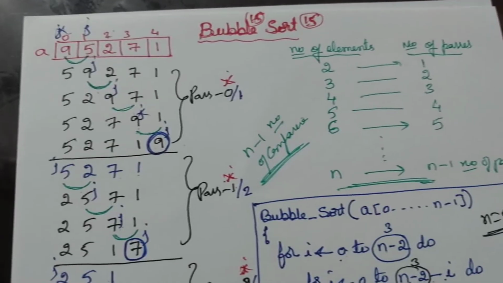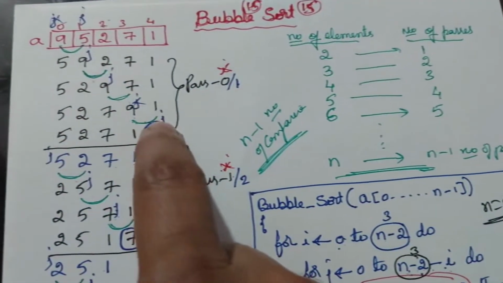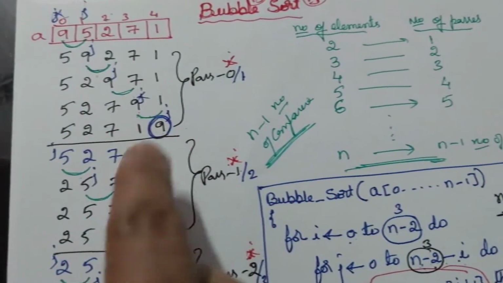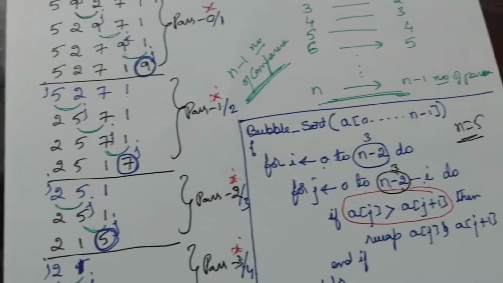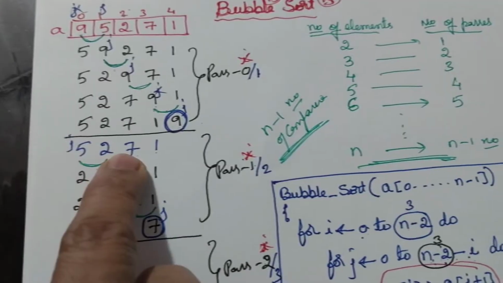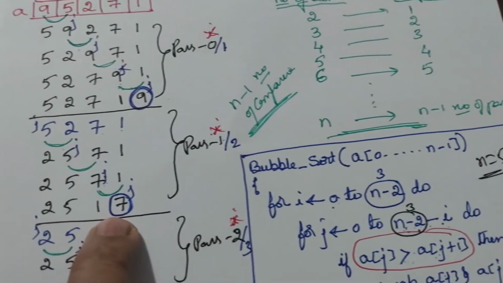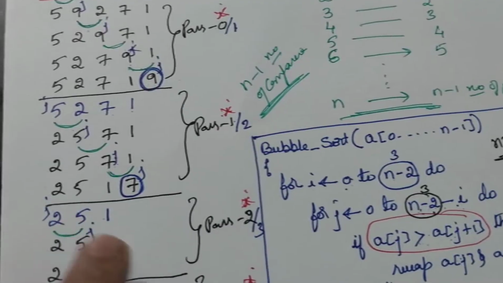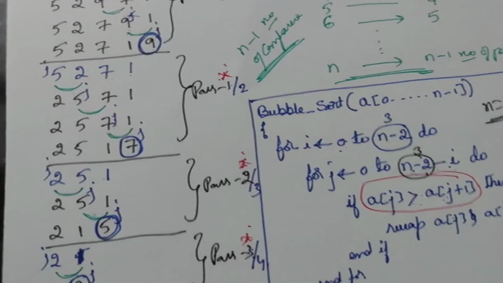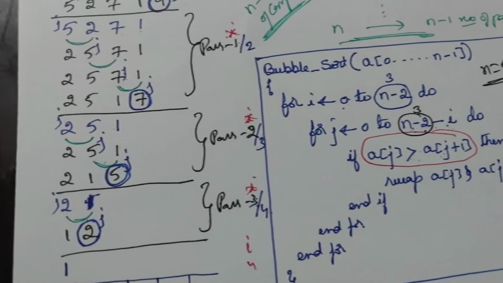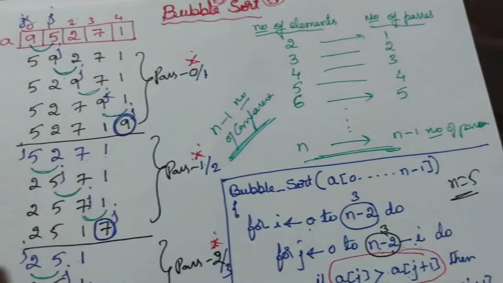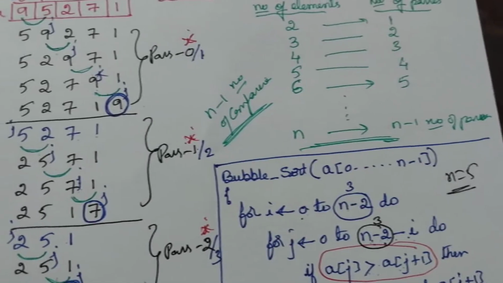In bubble sort, in each and every pass, we find the largest element and keep it at the last. So we sorted from the last. That means we find the maximum and keep it at the last. Among the remaining elements, we find the maximum element and keep it at the last. Again, among the remaining elements, we find the maximum element and keep it at the last. Like that, we sort the given set of elements by finding the maximum element and keeping it from the last. This is how we sort using bubble sort.